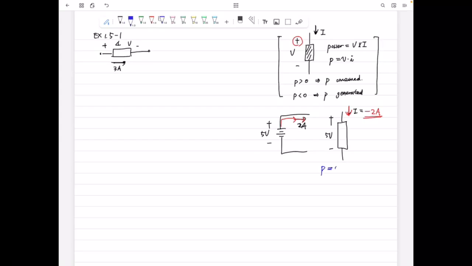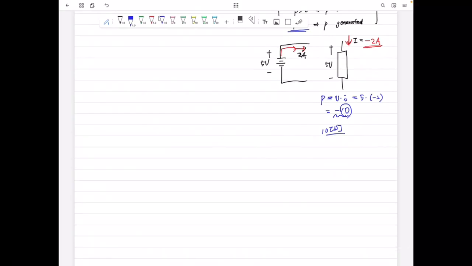Then power can be calculated. P is V times I. V is 5, and current is minus 2. Therefore, it is minus 10. So this is a negative value. So you say P is negative, that means this amount of power, 10 watt, is generated from this battery.